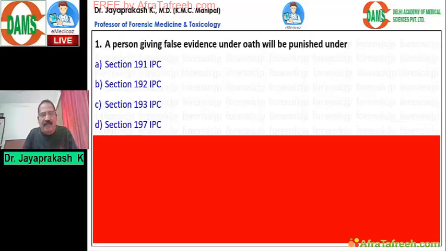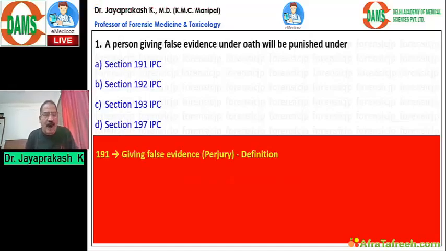A person giving false evidence under oath will be punished under. And you see, these three sections are nothing but definitions. Section 191, that is perjury, gives the definition of false evidence in a court of law. This question has been asked 2 to 3 times repeatedly in the last 3 years.